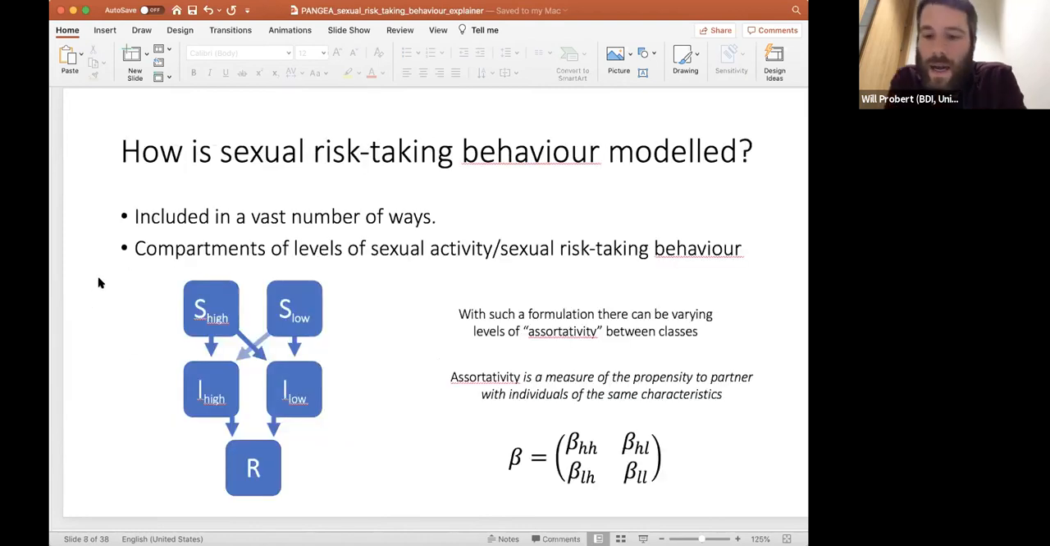So how is sexual risk-taking behavior modeled within different types of models?